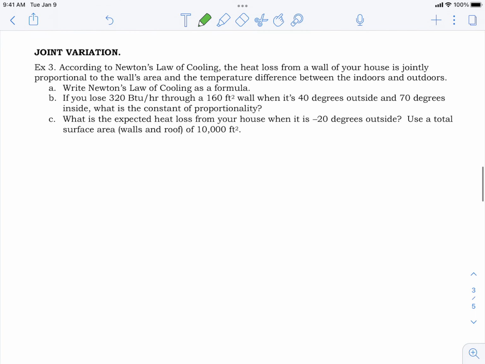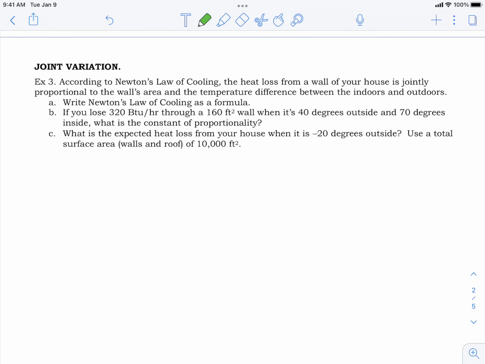Well, what else can happen? I said there were 4 things that could happen, right? So what else can happen? You've got the direct, you've got the inverse, you've got the k times, you've got the k over. What's this? This is something called joint variation.